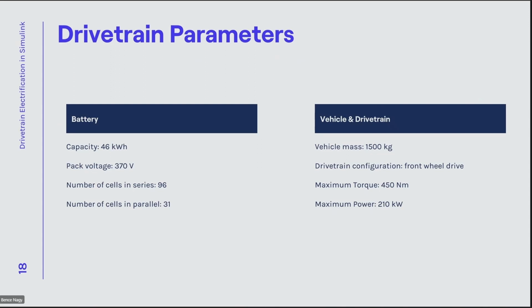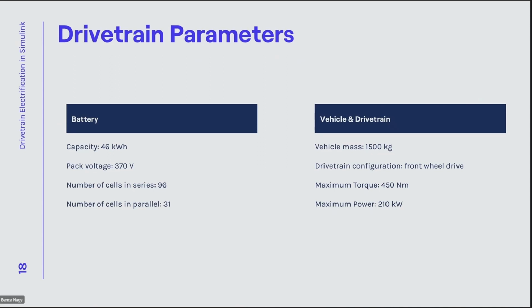So for the battery, we have the capacity of 46 kilowatt hours, and our battery pack voltage is 370 volts. This battery consists of 96 cells in series, and then we have 31 cells connected in parallel. And we will see how the whole battery is reacting in this drive cycle. But the drivetrain that we are driving with this battery pack has the following parameters. So the mass is 1,500 kilograms, and the drivetrain configuration is a front-wheel drive system. You will see this in the model itself in a minute.